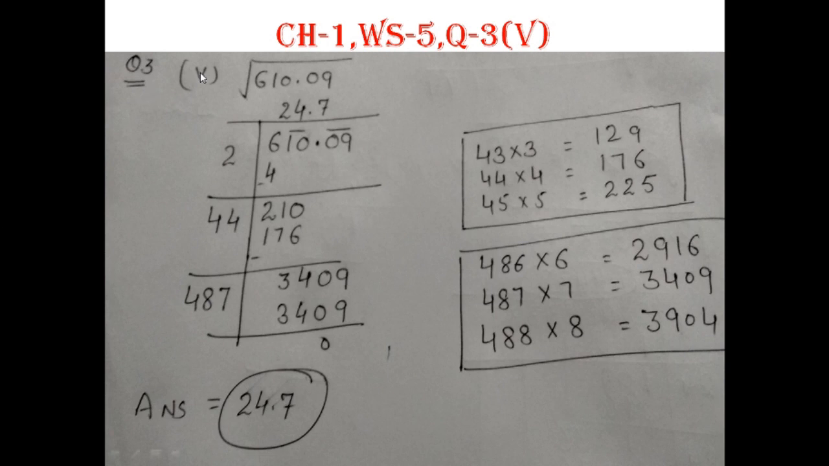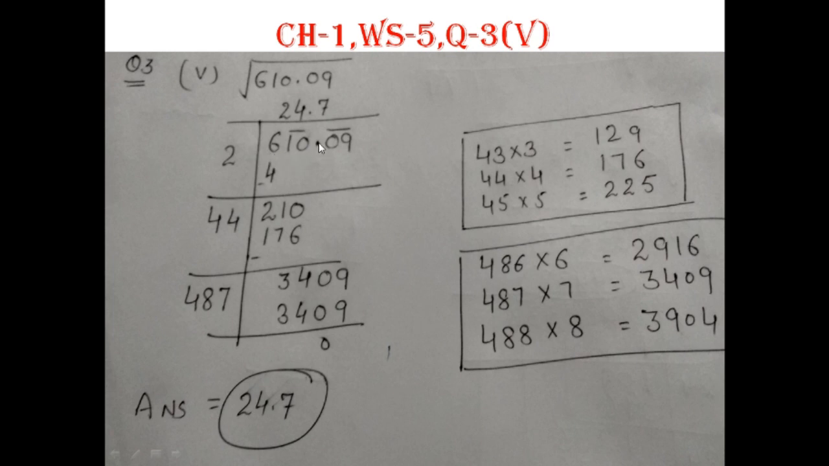Our next question is question number 3, part number 5. Square root of 610.09. First of all, write the given number, and the next step is how we make the pairs. For the number before the decimal, I already told you that you make pairs from right to left. The first pair is this 10, and 6 is left alone.